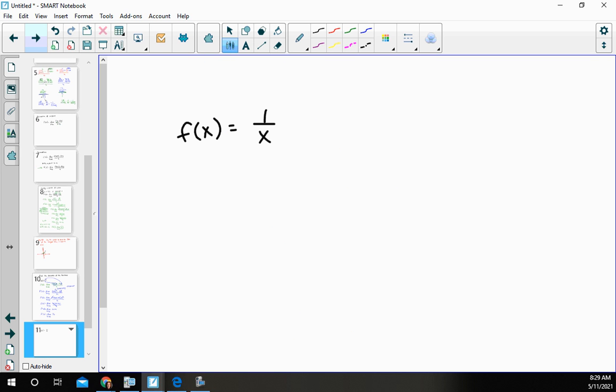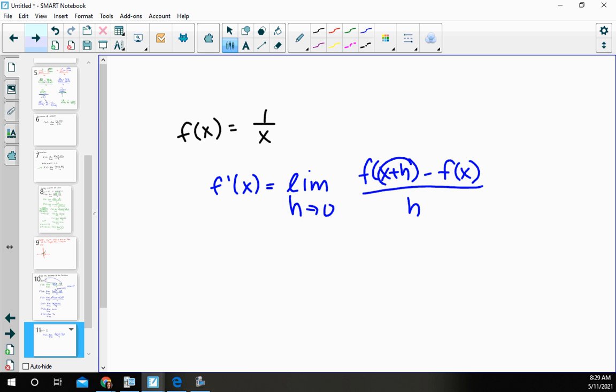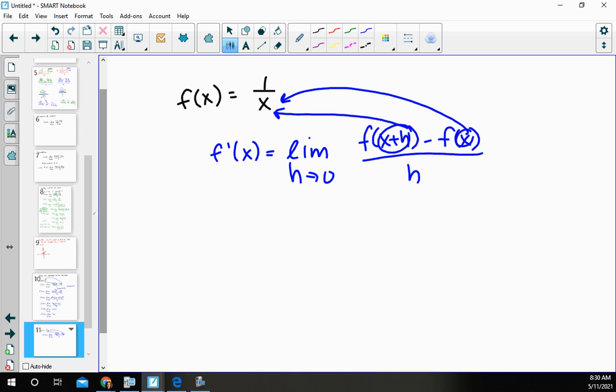And the next one we're going to find is 1 over x. So this is also still in the book. When we're doing it, I'm using the exact same equation. So f prime of x is equal to the limit as h approaches 0, f of x plus h minus f of x all over h. I plug that in for x, I plug that in for x, and then we will rewrite. So f prime of x is equal to the limit as h approaches 0, plug x plus h in. Plug x in.